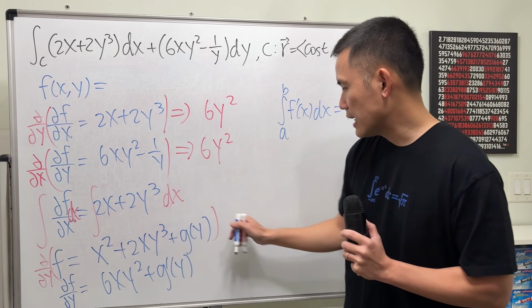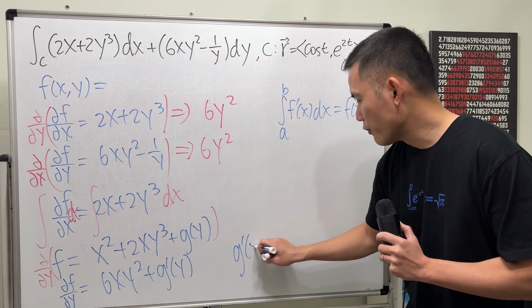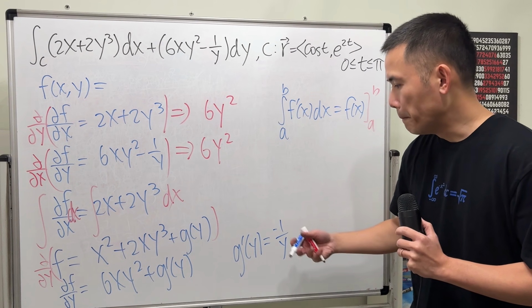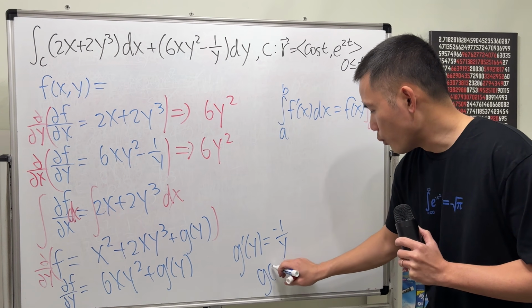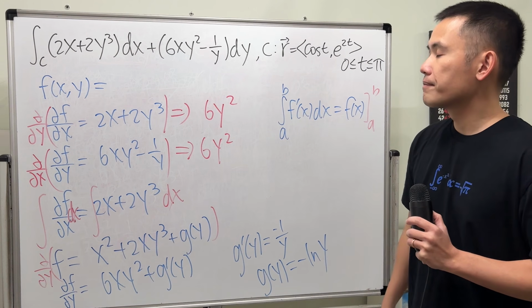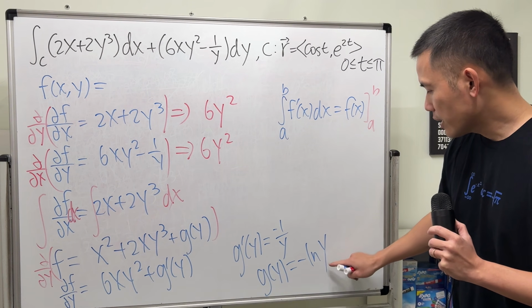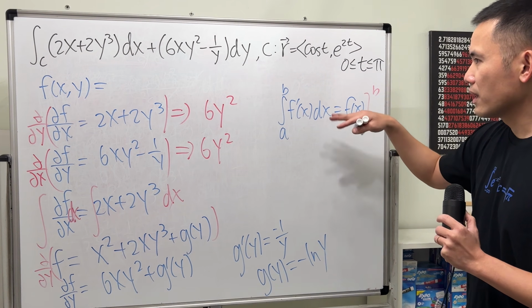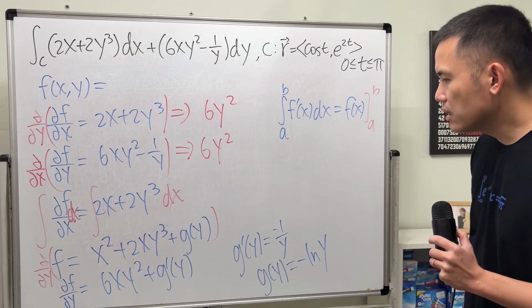So that suggests that g prime of y has to be equal to -1 over y, meaning g of y has to be negative ln of y. Okay? So this right here is the idea, and I don't think we need absolute value because later on we plug in some positive stuff, so we should be okay.